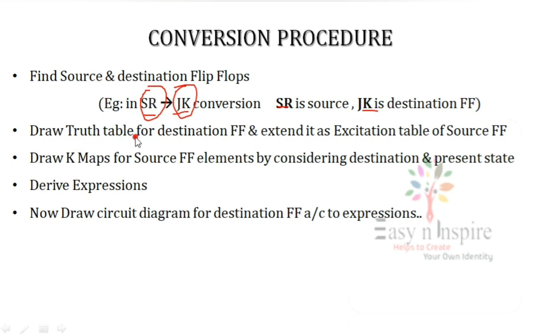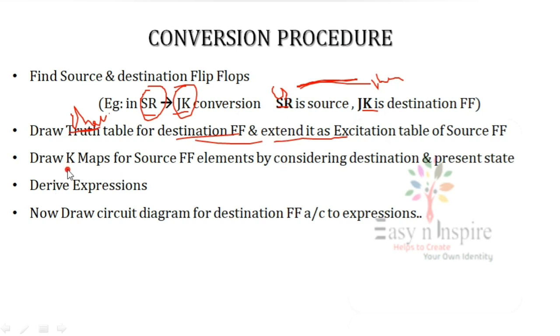Now draw the truth table for the destination flip-flop. Better, you can take the characteristic table, which is better compared to the truth table. So draw the characteristic table of the destination flip-flop. For JK, draw the characteristic table and extend it with the excitation table of the source. So consider the characteristic table of JK, the excitation of SR, and combine these two. It is very easy and I'll explain in the next slide.